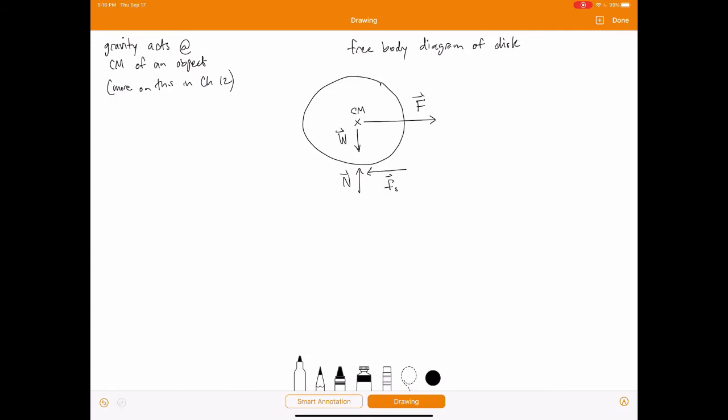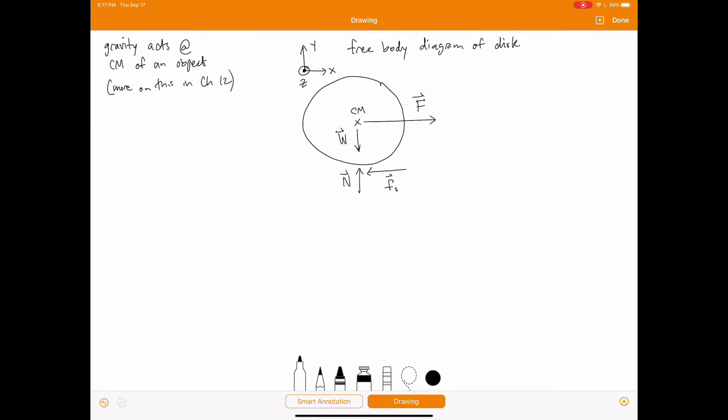Okay? So let's now have a coordinate system that we can refer to. Let's say x is going to be going to the right, y is going to be going straight up, and then z is going to be coming out of the page like this. So that's the coordinate system that we'll use. And so let's start writing down some equations.